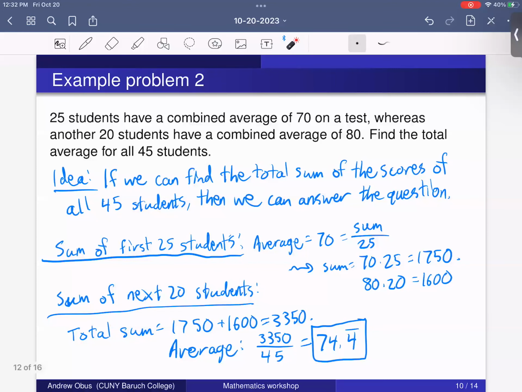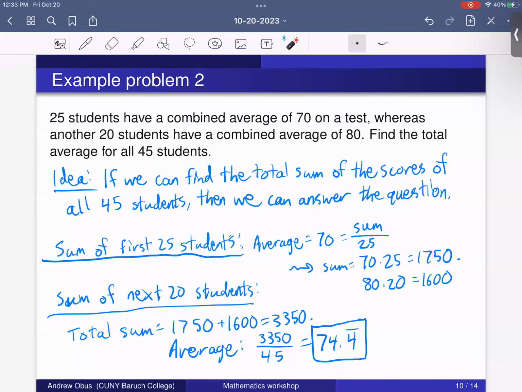Because you have more students with a 70 than an 80, the average should be a little closer to 70 than it is to 80. And in this case, we see that it's just a little bit closer to 70. It's not 75, which is right in the middle, but a little bit closer to the 70. It's 74.4. Okay, all right. So any questions on this problem?